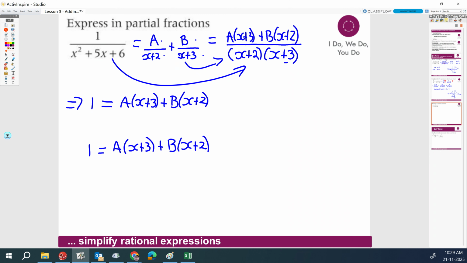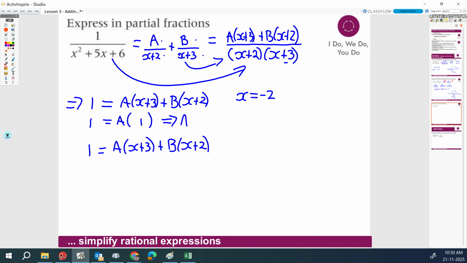We can put in any value of x. X will vary, from negative infinity to positive infinity. But we'll pick wisely. I'm going to choose to insert x equal to minus 2. Why? So you can cancel out. If I put x equal to minus 2, I'm going to get 1 equals A bracket. What will go in this bracket? Minus 2 plus 3, which is 1.